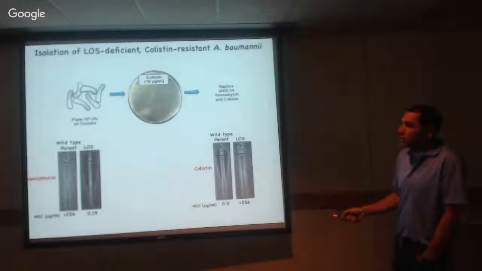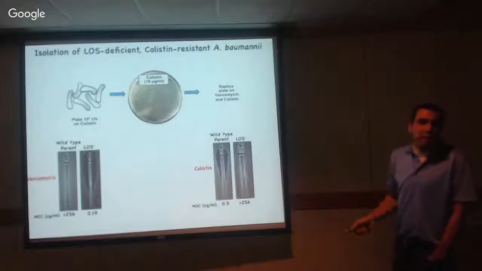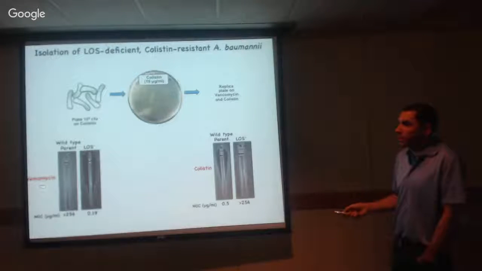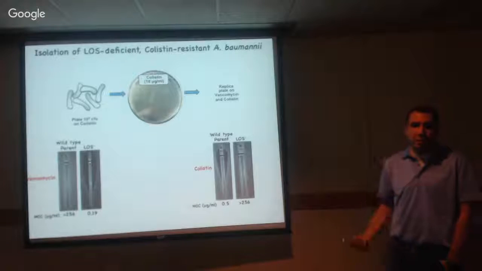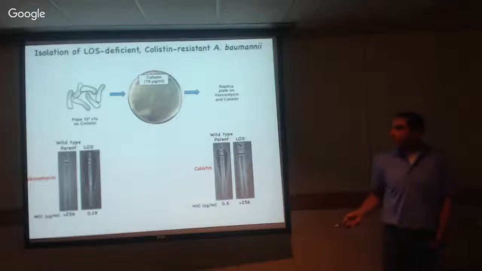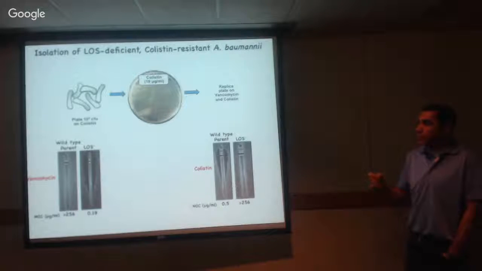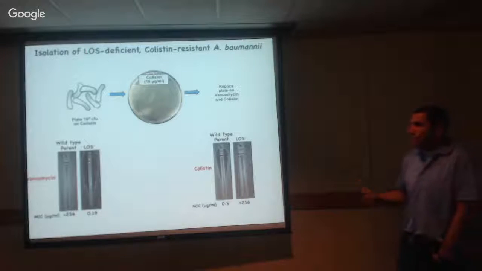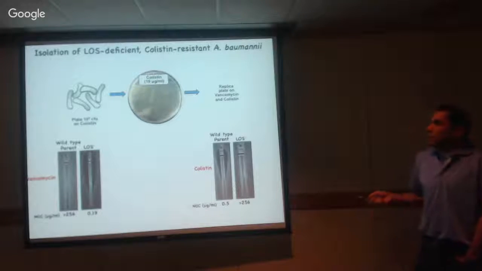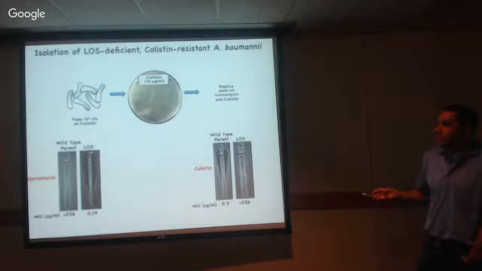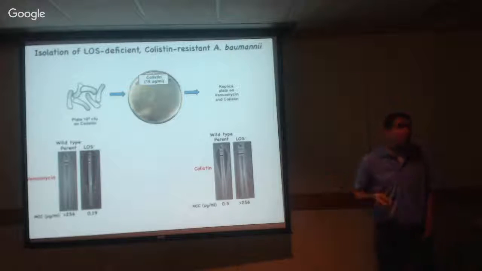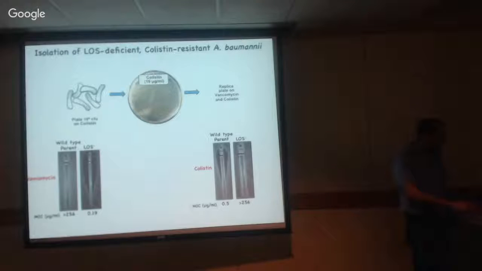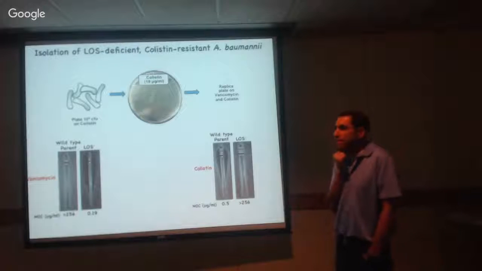Interestingly, though, Acinetobacter is highly resistant to vancomycin. All gram-negatives are highly resistant to vancomycin. Vancomycin is used as a last resort drug to treat gram-positive infections. But it's not useful against gram-negatives because they have this outer membrane, and the vancomycin cannot actually enter the cell to kill the cell. So whereas Acinetobacter was highly resistant to vancomycin, once it shut down LOS biosynthesis, it became very sensitive to vancomycin.